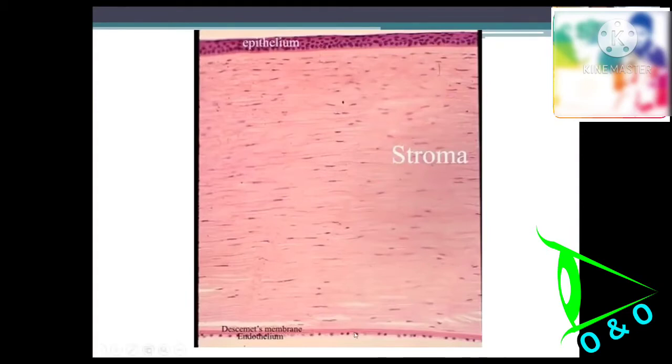Once you get down to the bottom, you've got Descemet membrane and endothelium. The endothelium is one monocell layer thick, and the basement membrane of the endothelium is indeed Descemet membrane.